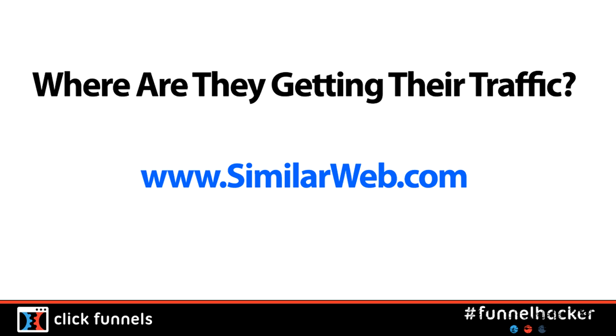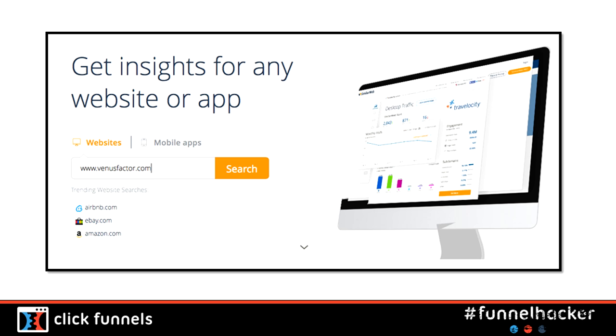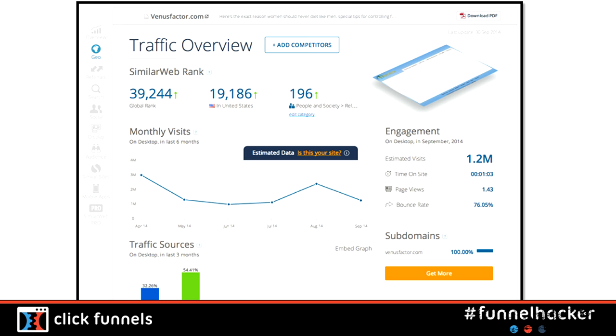So write this down. It's similarweb.com. Do you see that? www.similarweb.com. Now, when you go to SimilarWeb, it looks a little like this, and it'll say, what is the website URL you want some insights for? So I type in www.venusfactor.com, put in the URL of the funnel I want to funnel hack. I click search, and boom, it starts giving me all this data, all this information about these guys.